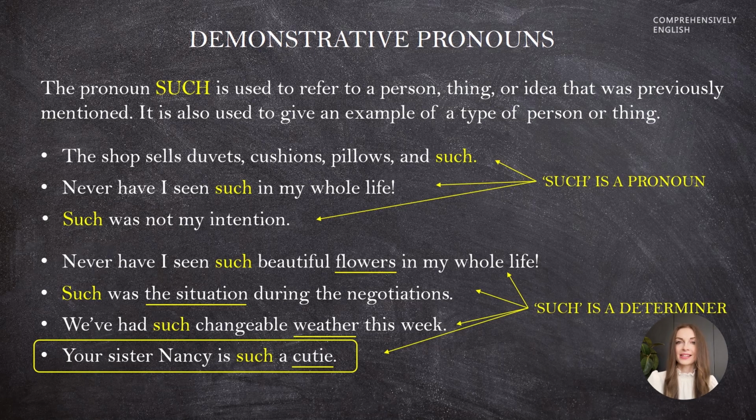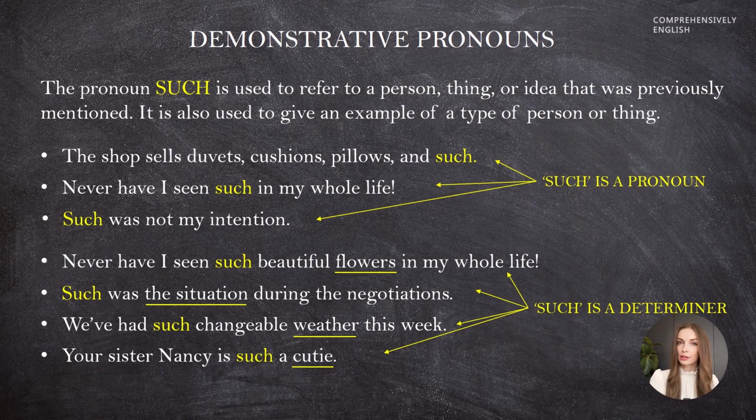Your sister Nancy is such a cutie. Why do we use an article here? We didn't do it in the previous sentences, so why do we use a? Such a cutie in this sentence. The word such can be used before both countable and uncountable nouns, singular nouns and plural nouns, but the presence of the article a will depend on what kind of noun we are talking about.